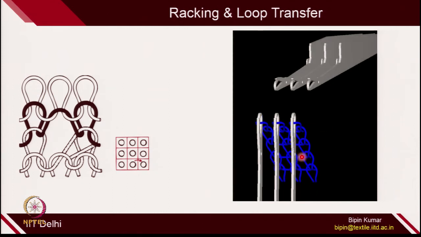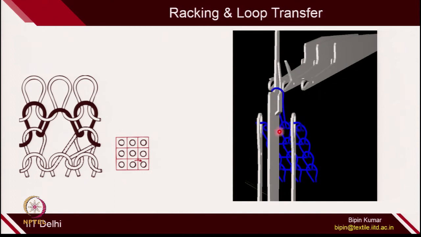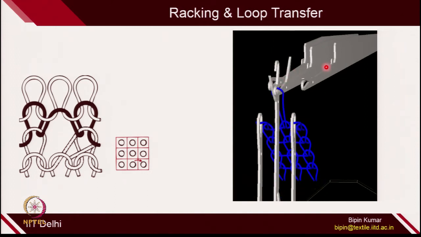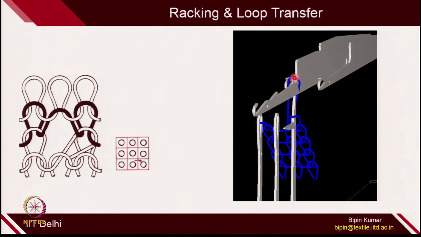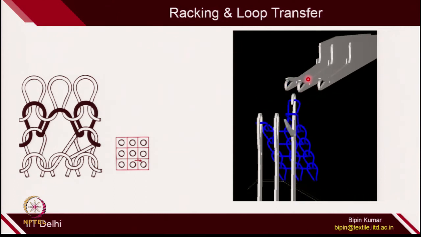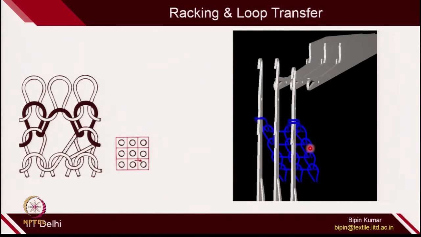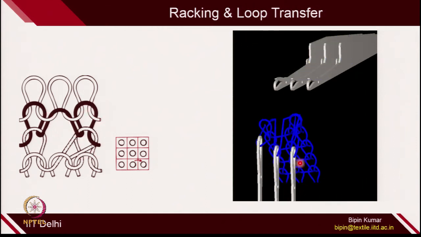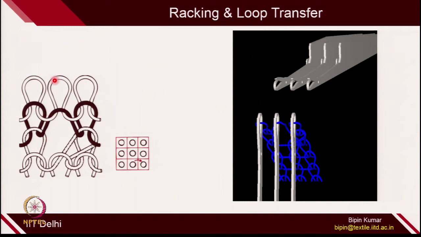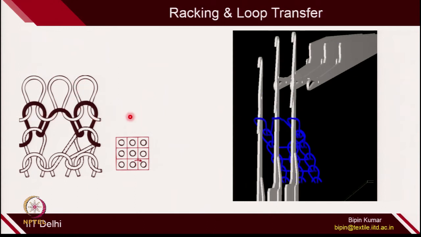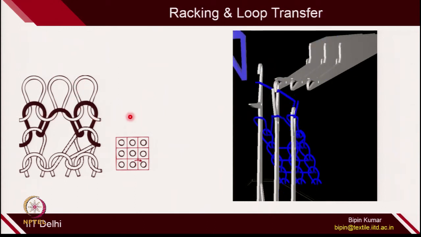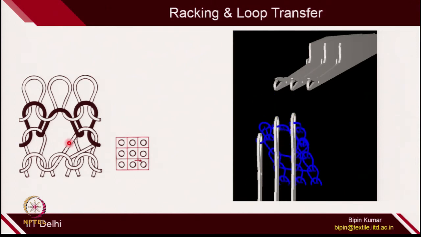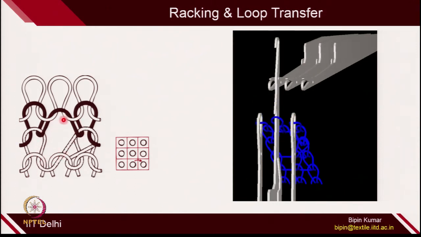You can see on this, first the front loop is transferred to the opposite bed, and this bed is actually racked. Racking is the shifting of the bed, and then this loop is transferred again to the next column, and next you are making this black row. And again you are making another course. In this way you can see a very beautiful hole is created in the fabric.